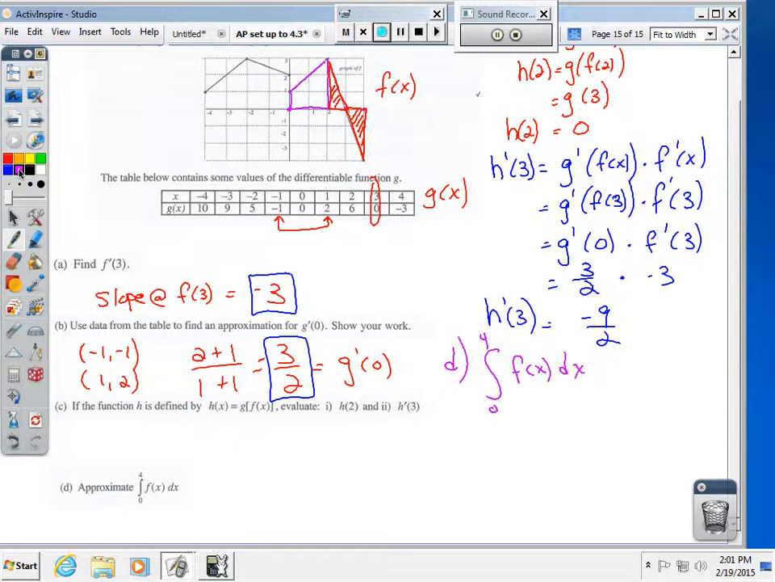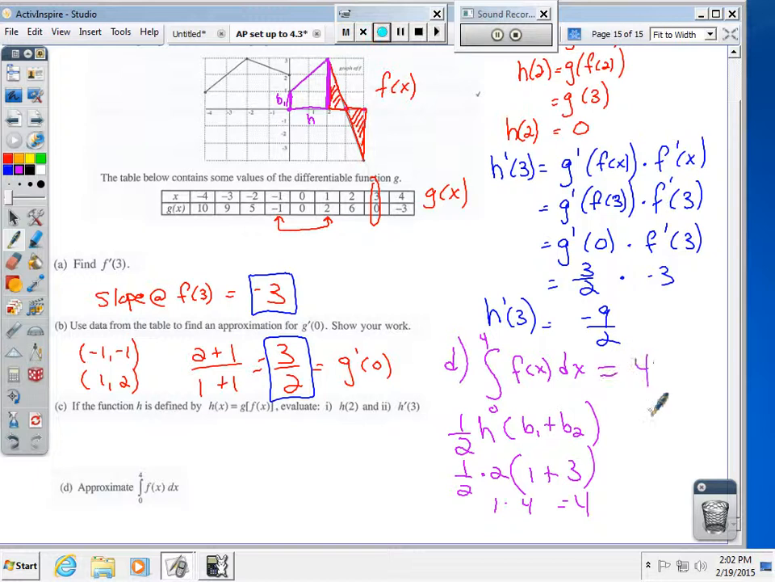So the only thing I really need to do is find the area of that trapezoid. So it's going to be 1/2. The height is this value, so in this case it's 2. Base 1 is here, that's 1, and then base 2 is the other, and that is 3. So that is 1 times 4, which is 4. So that integral is equal to 4.